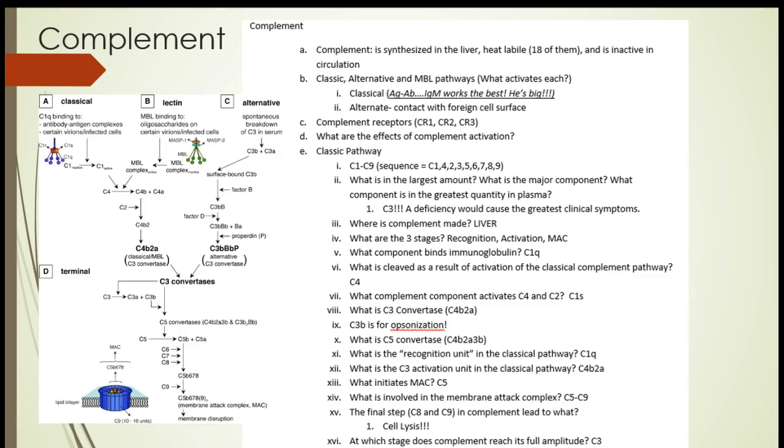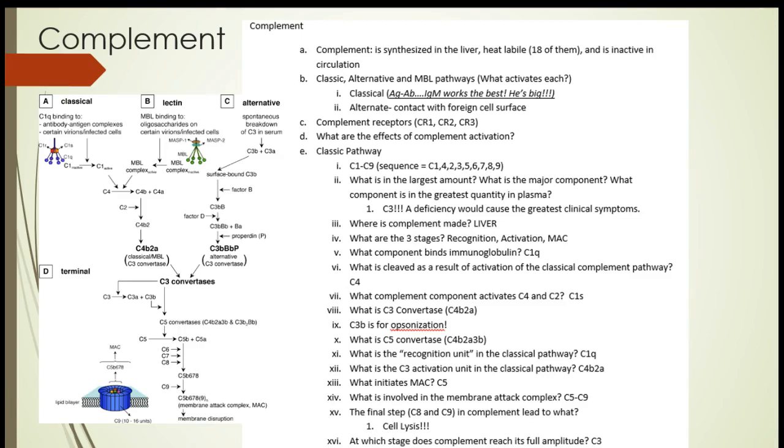Now, there are some complement components that are more important than others because they have a very large role to play. So when you look over on the right side of the screen here, you can see that I have included all of the important pieces. So if you can memorize the fact that C3 is in the greatest abundance, it's the major component, it's where the complement cascade reaches its maximum speed and activity. A deficiency in that would obviously cause great clinical symptoms. Those types of things. Complement components are made in the liver.